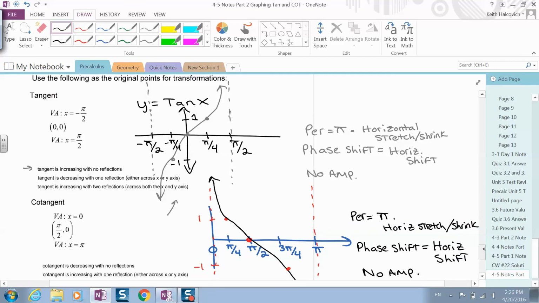Now, for tangent and cotangent, these are the three main points that you need. So for tangent, you have the two vertical asymptotes at negative pi over 2 and pi over 2, and you have 0, 0. For the cotangent, you have the two vertical asymptotes at 0 and pi, and you have pi over 2 and 0 as your main point.